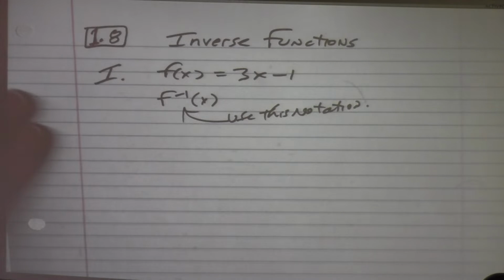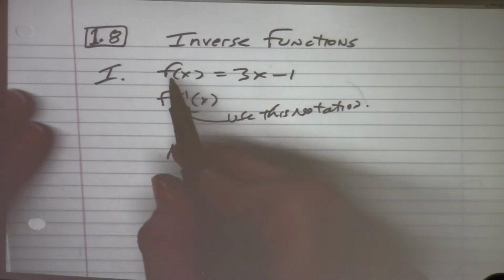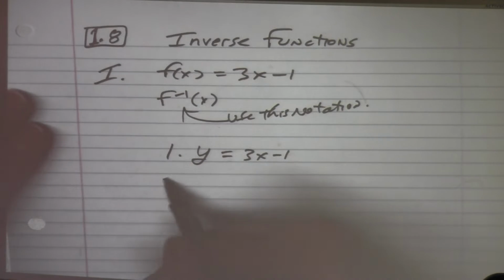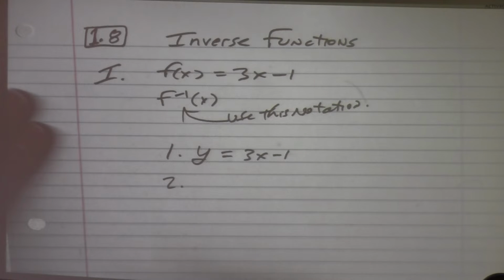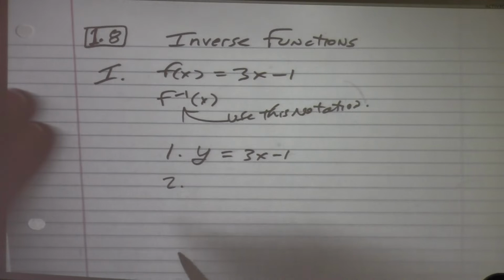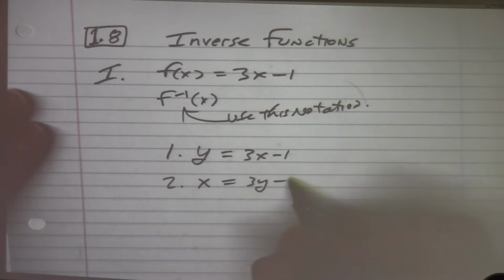And here's how we're going to do it. What you do with a function like this, the first step is you make that y. Your second step is you switch the two variables. In an inverse function, all of the domain becomes the range, and all of the range becomes the domain. So that means x will be equal to 3y minus 1.